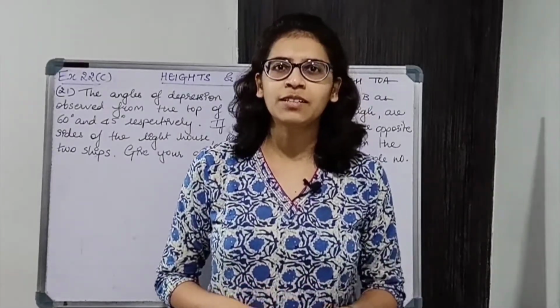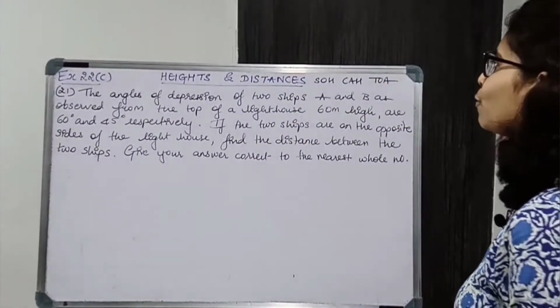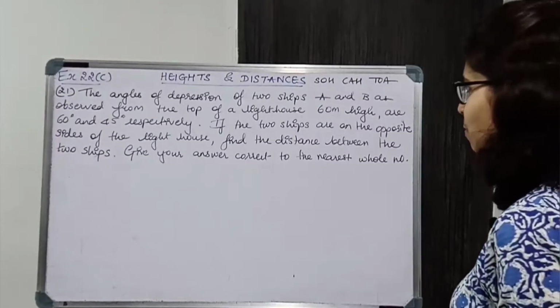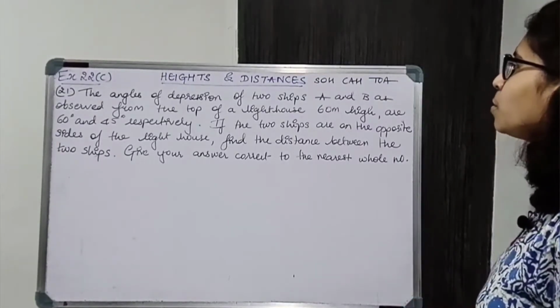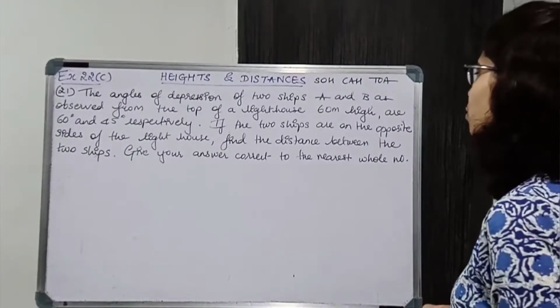Question number 21. The angles of depression of two ships A and B as observed from the top of a lighthouse 60 meter high are 60 degrees and 45 degrees respectively. If the two ships are on the opposite sides of the lighthouse, find the distance between the two ships. Give your answer correct to the nearest whole number.